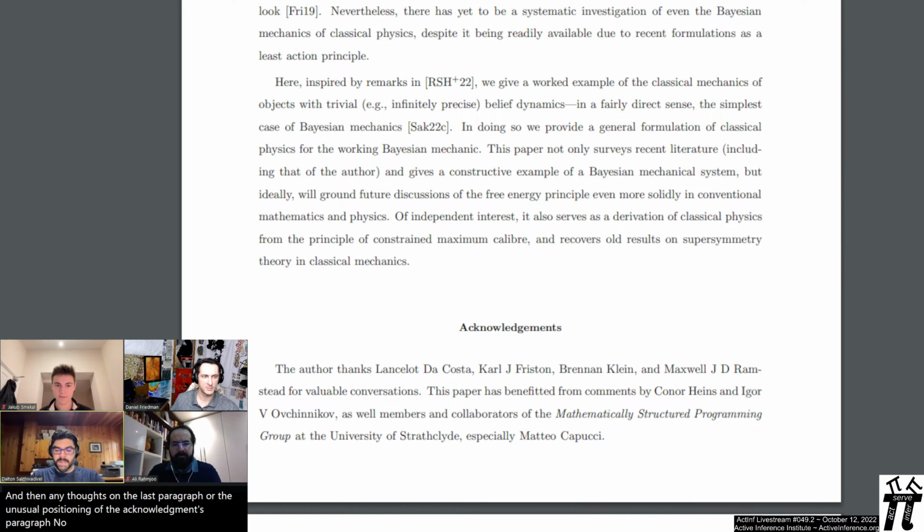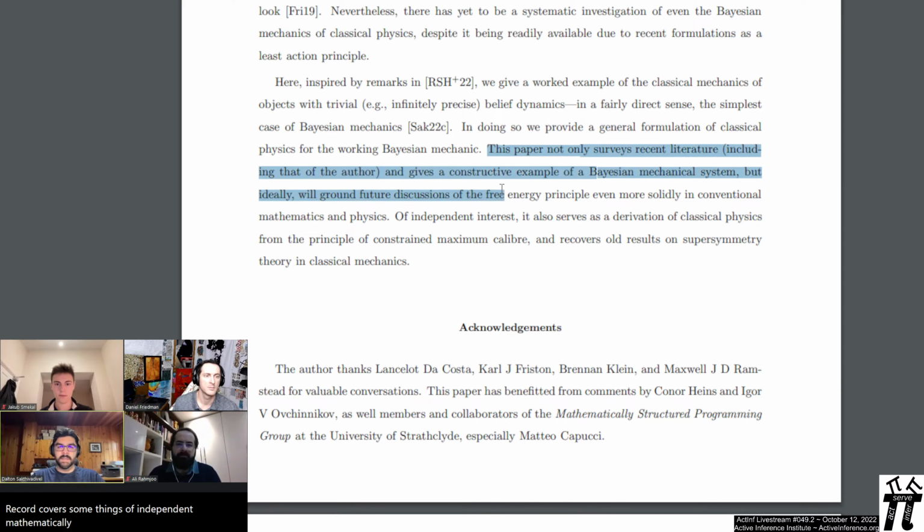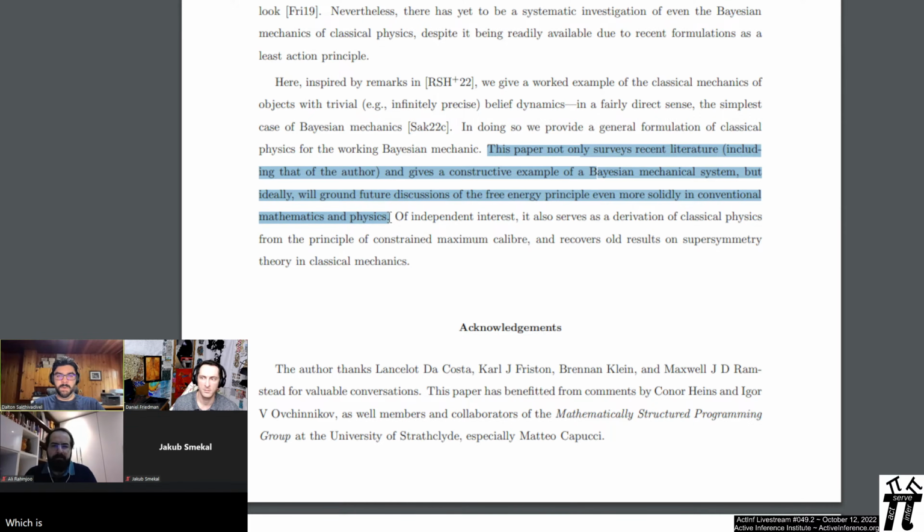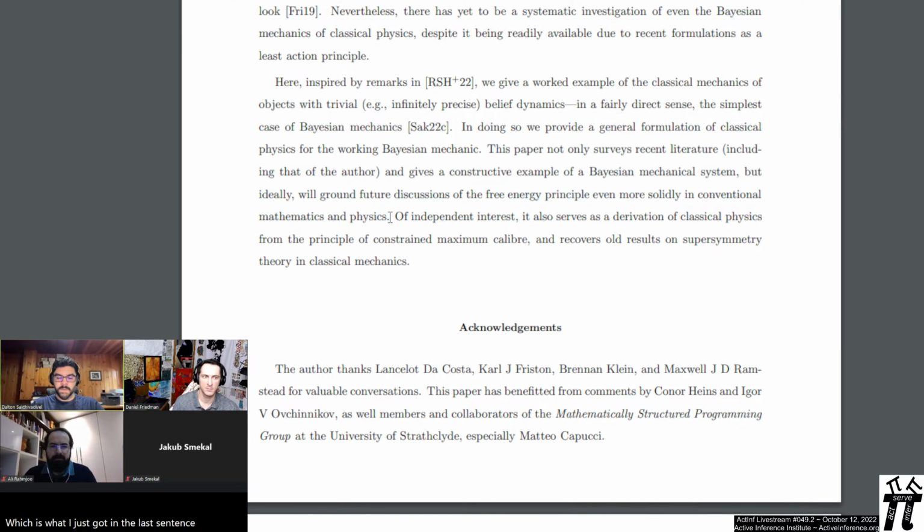No thoughts on the last one. I think the last one just draws all of those ideas together and also says one of the reasons why this approach is interesting is it recovers some things of independent mathematical interest, which is what I gesture at in the last sentence. I put all of my acknowledgements at the end of the introduction.